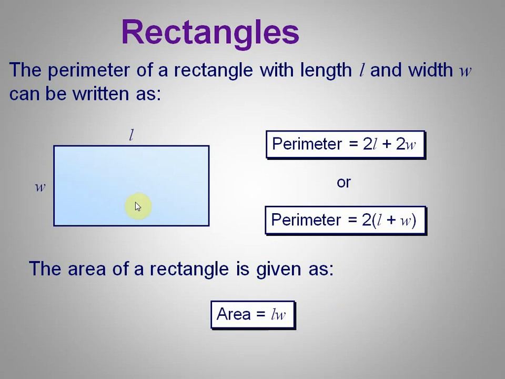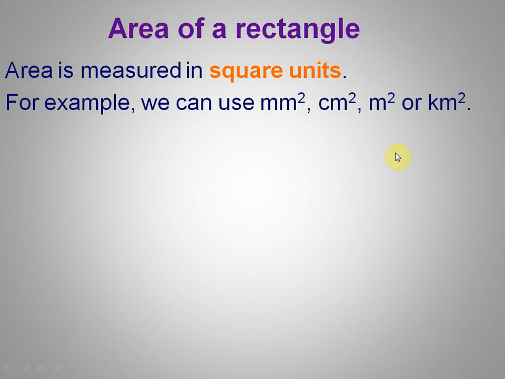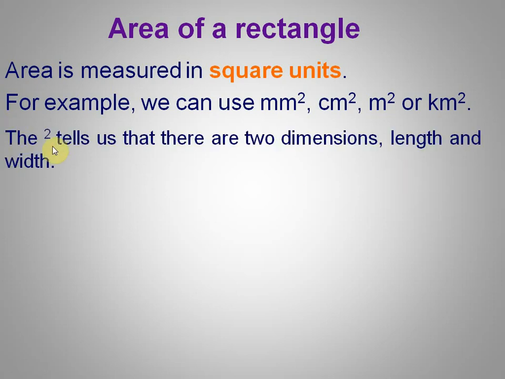When a four-sided figure is given, you can calculate easily by multiplying any two sides with each other, and you get the area of the four-sided figure. Next, the area of a rectangle is measured in millimeter square, centimeter square, meter square or kilometer square. So why do we use square?